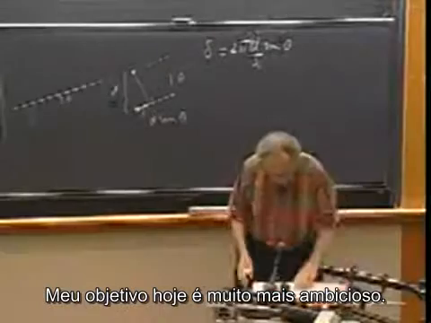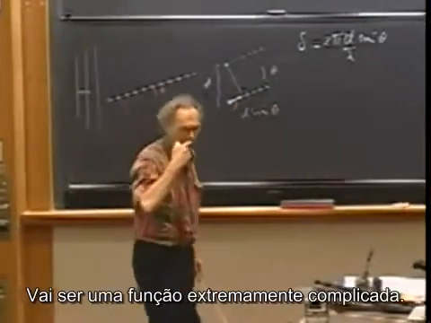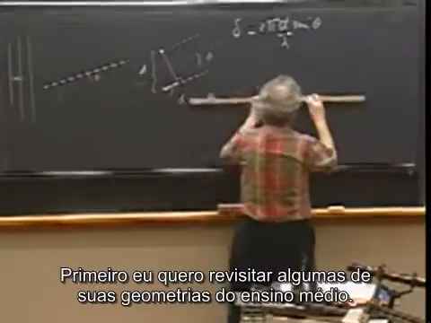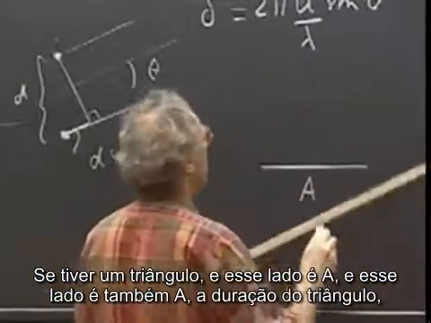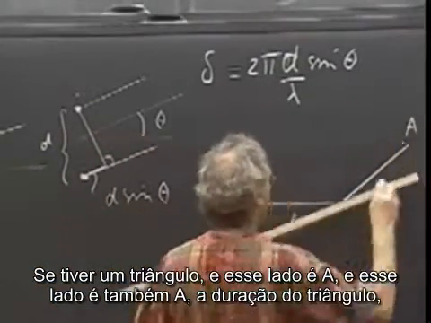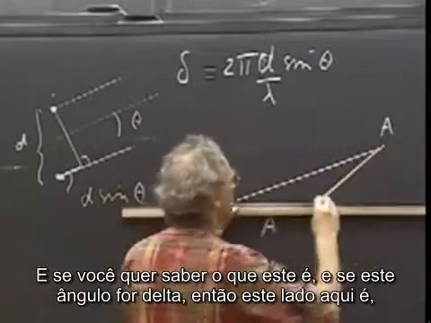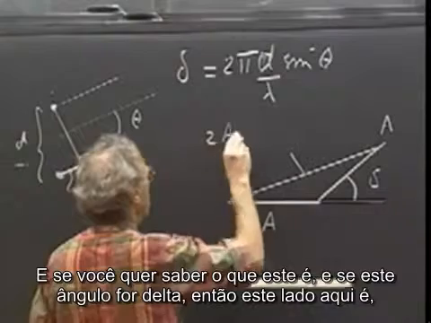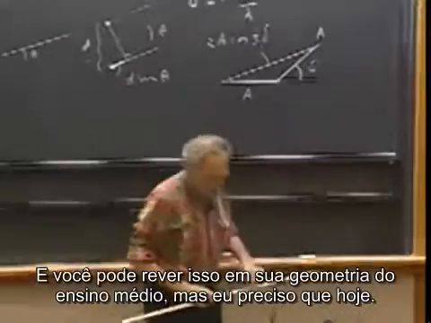My goal today is way more ambitious. I want to know what the light intensity is for any angle theta. It's going to be an extremely complicated function. I first want to revisit some of your high school geometry. If you have a triangle, and this side is A, and this side is also A, and this angle is delta, then this side here is 2A times the cosine of 1/2 delta. You can revisit that in your high school geometry, but I need that today.